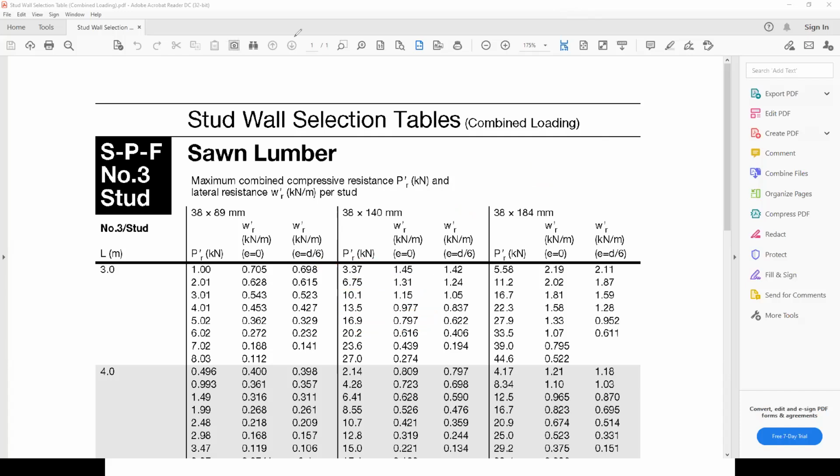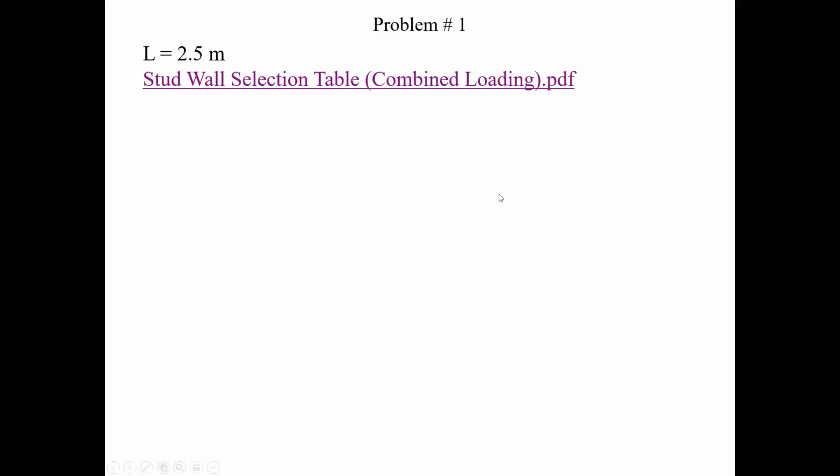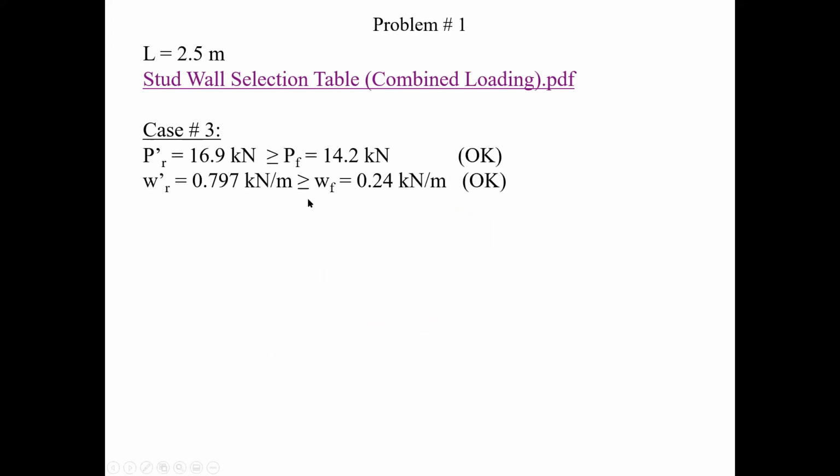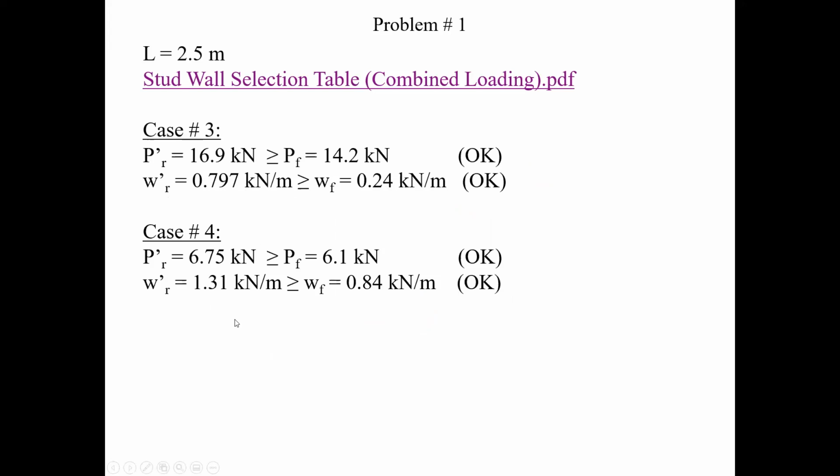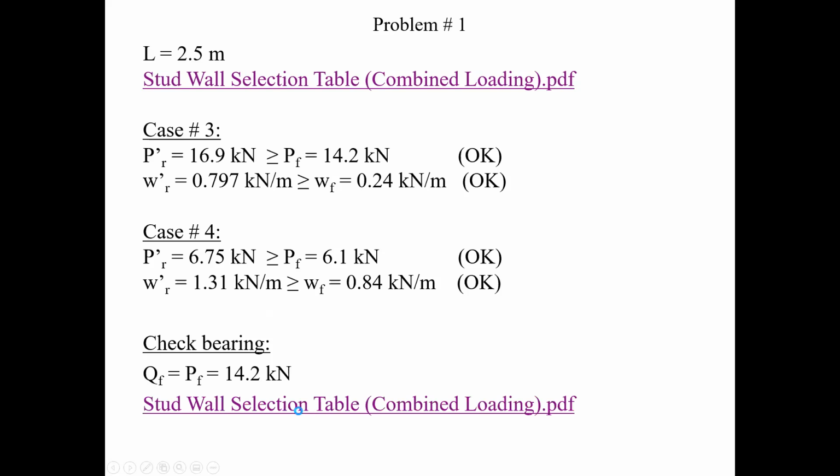So there we go, and I hope that clears up the table. For case 3, PF is 16.9, and of course that gives me the maximum WR. And for case number 4, 6.75 is greater than 6.1, and therefore this is greater than that. Great, they're both okay. Therefore, step 2: you check the bearing. The QF has to be greater than the PF. That's what the bearing is. And therefore, you simply go to the bottom of the table.